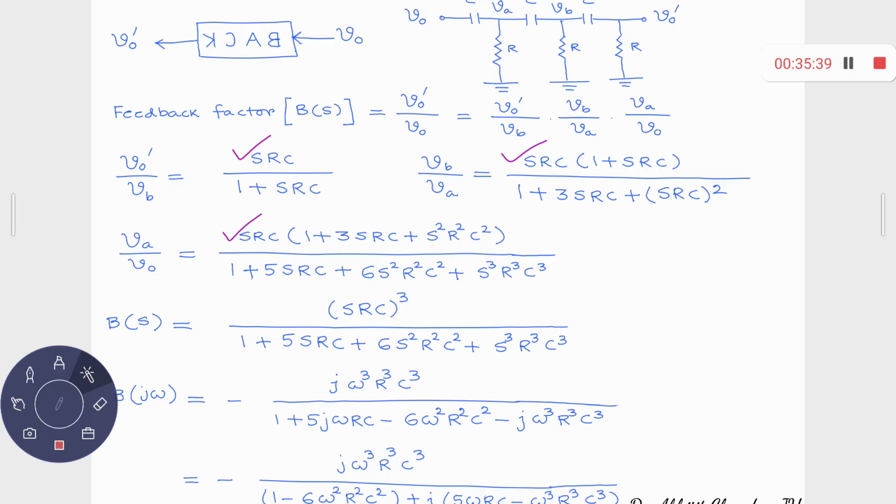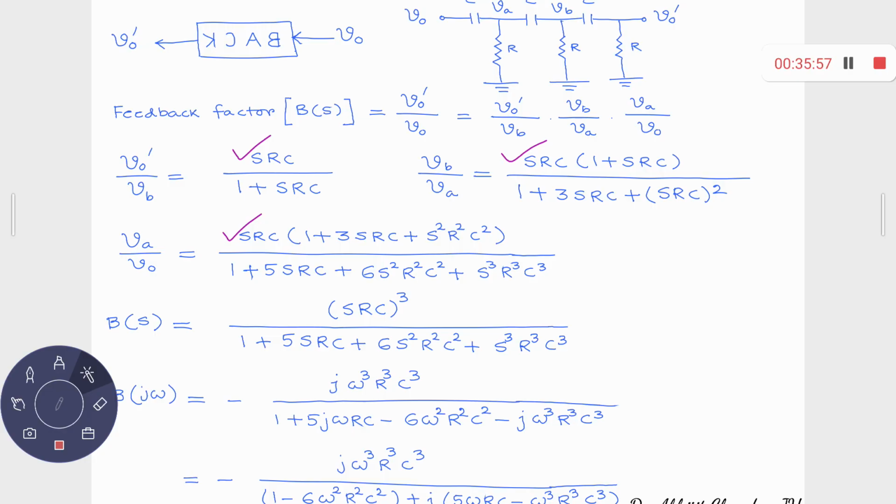And S is the complex frequency, as you know. It is having the sigma part and omega part. We are interested in observing the omega part. S is equal to sigma plus j omega. What will be the value of this B of j omega?